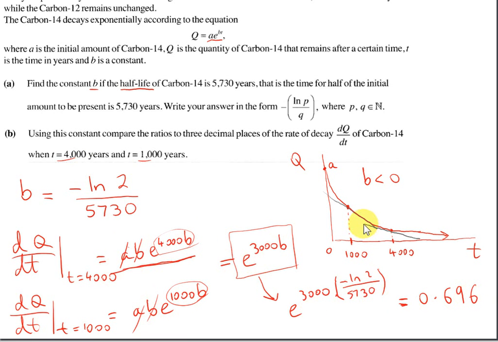So in other words, the slope of this tangent here at t equals 4000 is 0.696 times the slope of the tangent at t equals 1000. That makes sense because at t equals 4000 you can see the rate is smaller. The magnitude of the slope of this line is obviously less than the magnitude of the slope of this line. This line here is less steep than this one here. So the rate of decay is slowing down as time goes on.